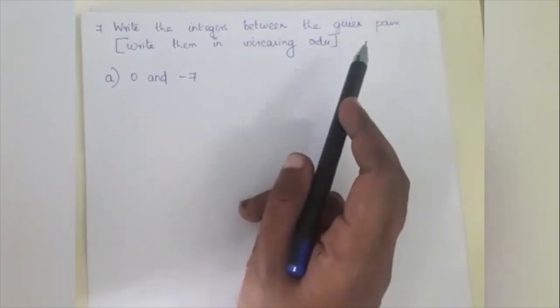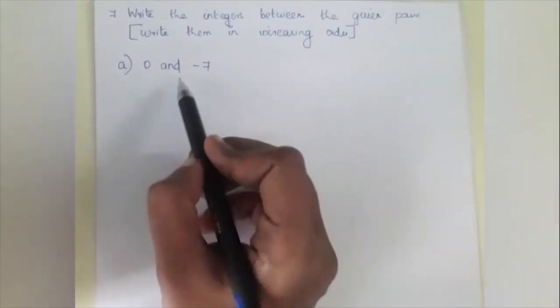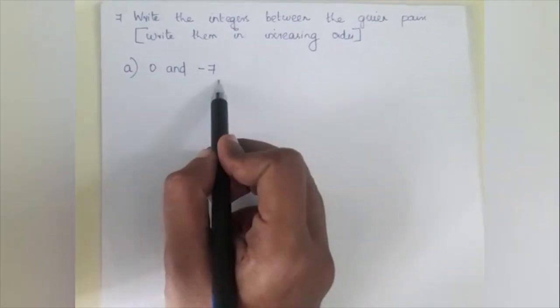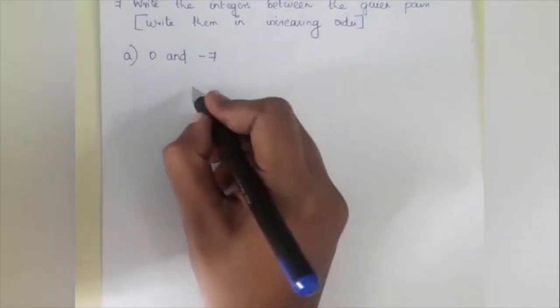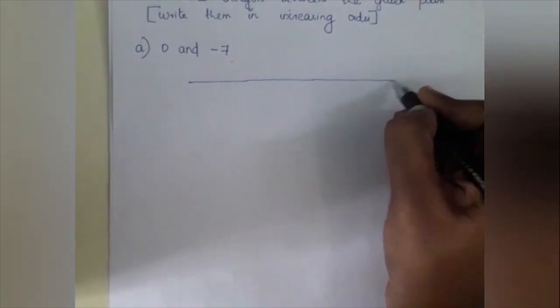Write the integers between the given pairs and write them in increasing order. So you have to write the integers between the given pairs, that is, the integers between 0 and negative 7. So for that, first I will draw a number line and show you. From the second one onwards you can write it easily.